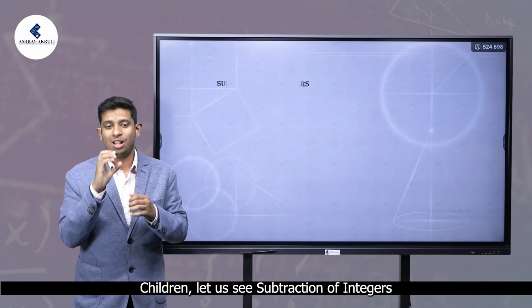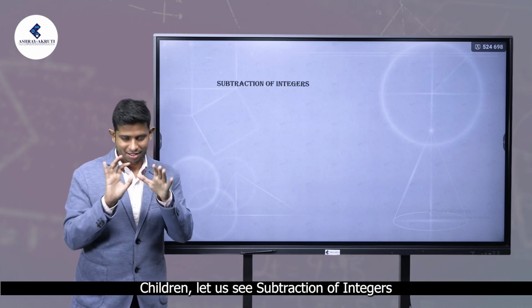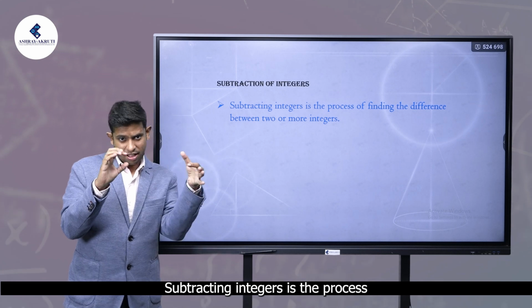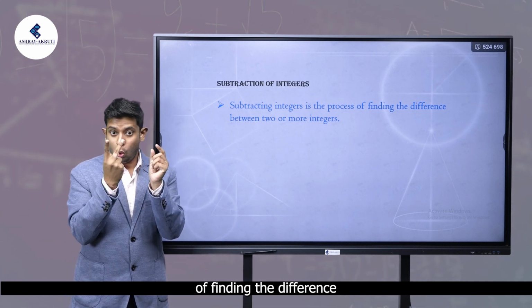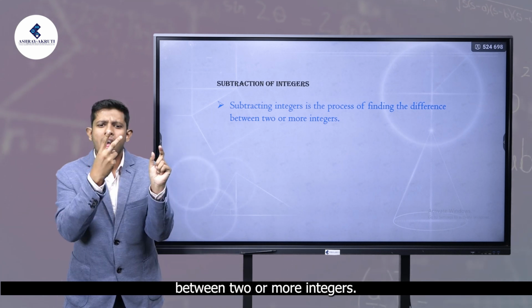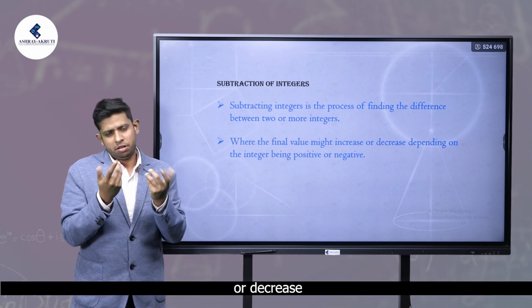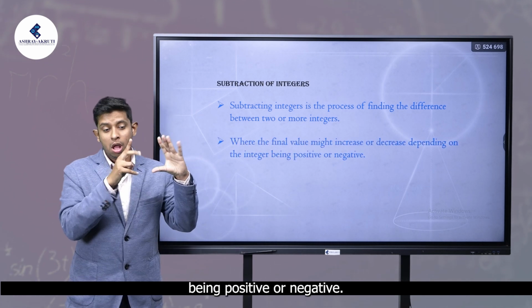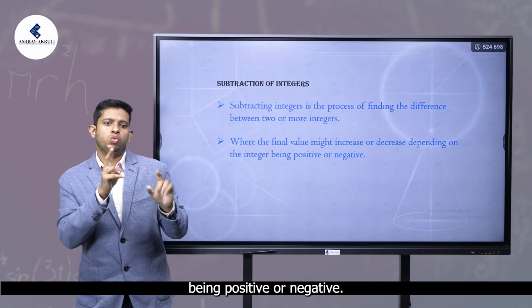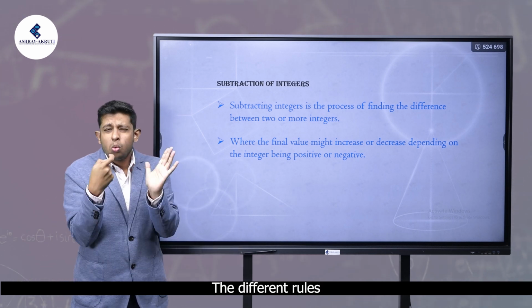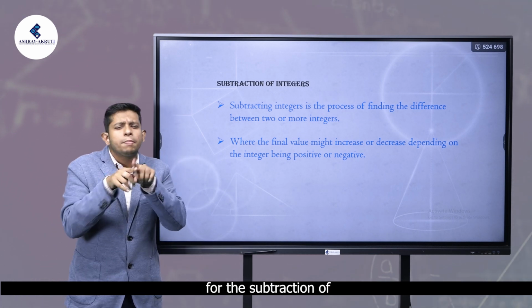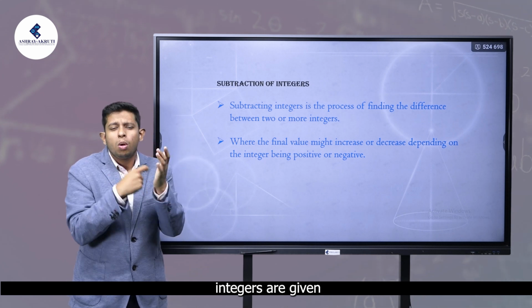Children, let us see subtraction of integers. Subtracting integers is the process of finding the difference between two or more integers, where the final value might increase or decrease depending on the integer being positive or negative. The different rules and the possible cases for the subtraction of integers are given in the following section.